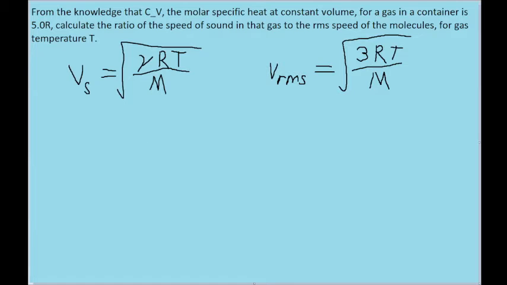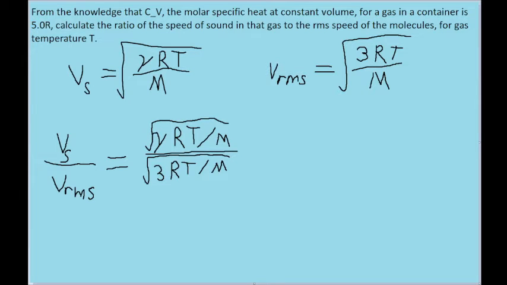Now since we're looking for the ratio of one to the other, let's set up a divisional fraction here. So here's what the basic ratio should look like. But now we'll have to do some math to actually find the value of the ratio. First of all, since both of these terms have RT over M, they can just be cancelled out of both sides of the equation. And since they're both in a square root, this can just become the square root of gamma divided by 3.